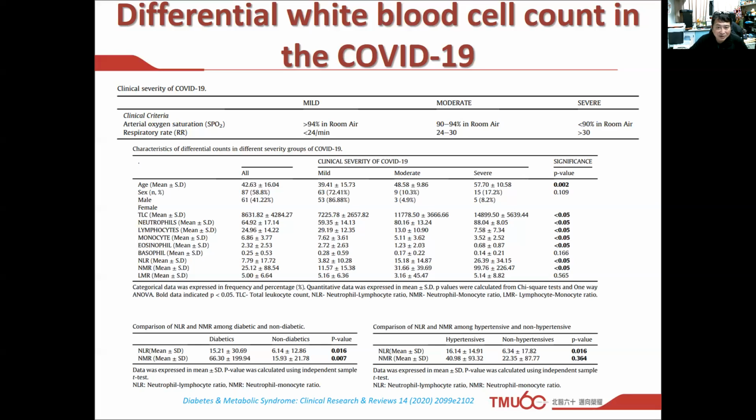Okay, so these figures are suggesting that three kinds of people are partially associated with the severity of COVID-19. One is age, another one is diabetes, the third one is hypertension.